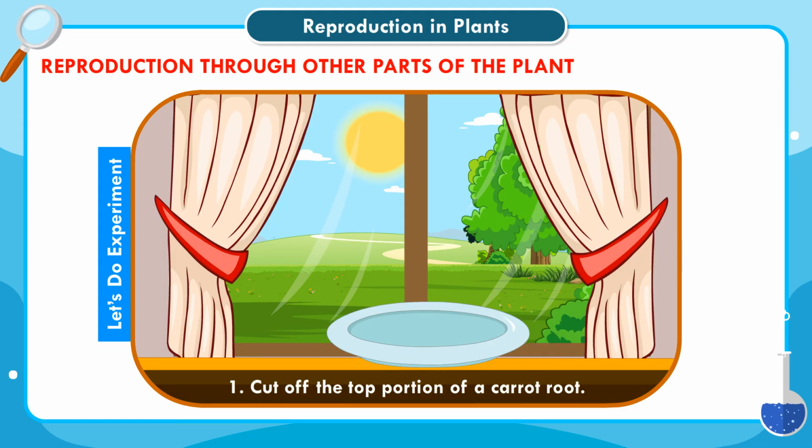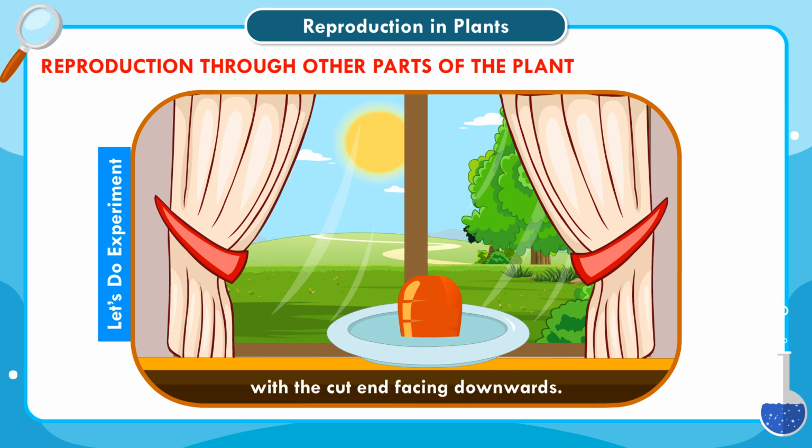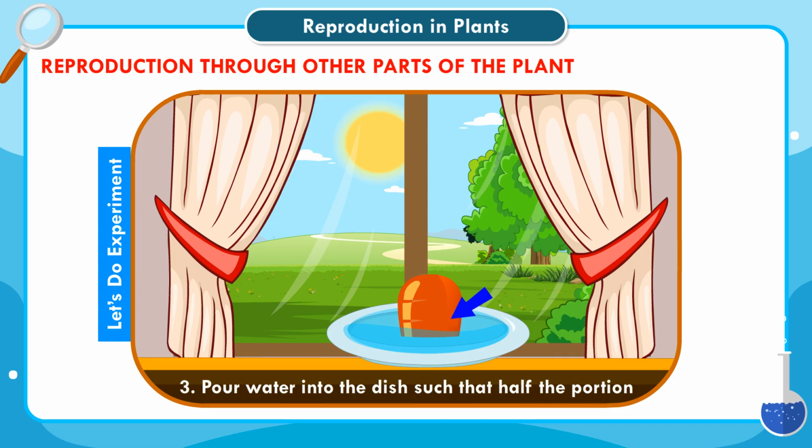Procedure: 1. Cut off the top portion of a carrot root. 2. Place the cut top portion in a shallow dish with the cut end facing downwards. 3. Pour water into the dish such that half the portion of the carrot remains dipped under water. 4. Keep the dish in a place where the carrot top receives enough sunlight.